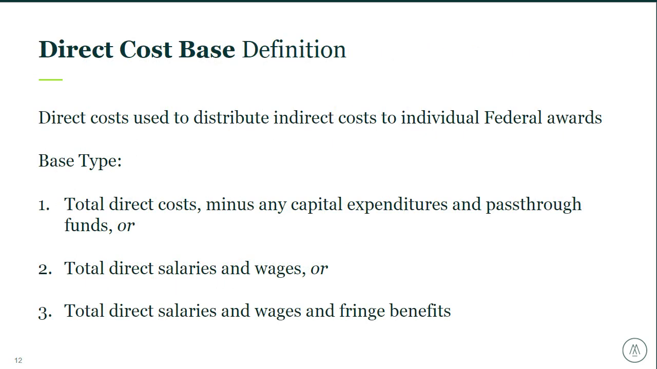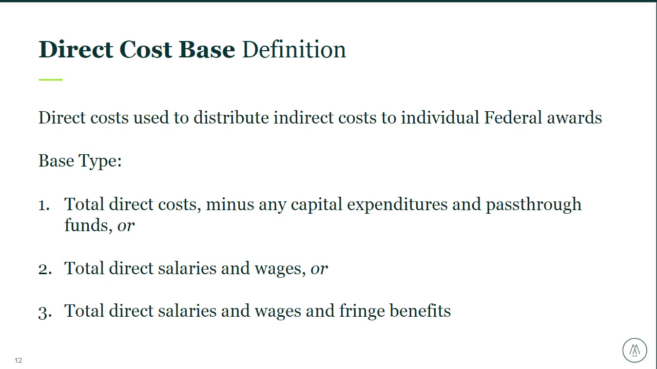So the other half of the equation when thinking about how you put together an indirect cost rate and that process is what the direct cost base is. And the direct cost base is really just all of the programs and functions that these overhead and administrative costs are going to get allocated to. And there are multiple ways to do that allocation. So the three methodologies that are allowed by the Department of Interior are something that's called total direct costs minus any capital expenditures and pass-through funds.